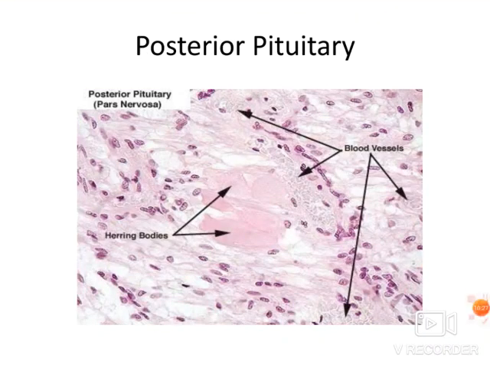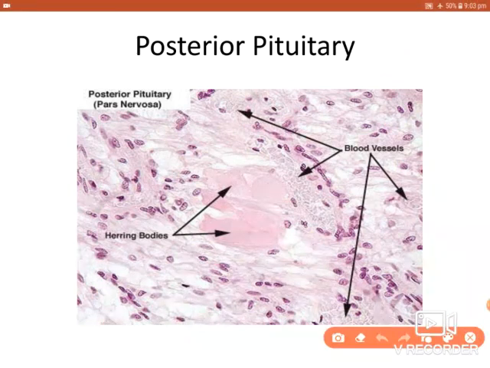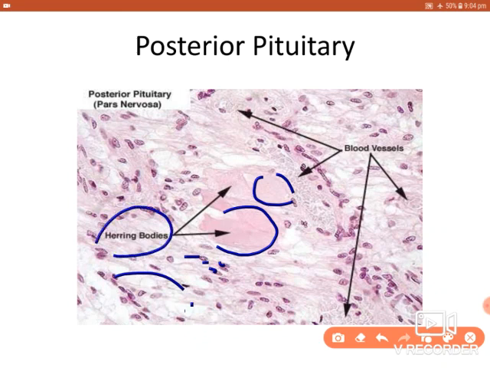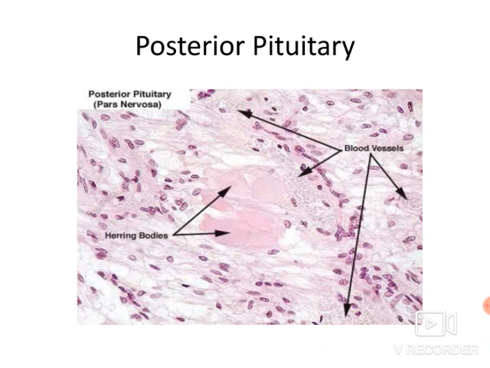Here you can see the posterior pituitary. These are the nerve fibers. You can see the nuclei of the pituicytes. This large pink mass is the herring bodies. Oxytocin and ADH, antidiuretic hormone, are transported to and stored at axon terminals as herring bodies. From there, they get released into the capillaries. So that's about the posterior pituitary.